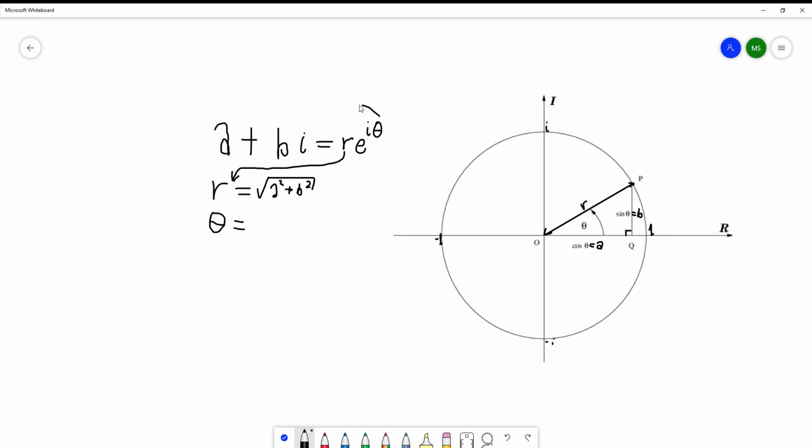This theta is just the angle. It's this angle. And using basic trigonometry we can see it's the inverse tangent of b divided by a. And that's that. So that's the polar form. I'll just be using r and theta, because writing that down will take a long time.